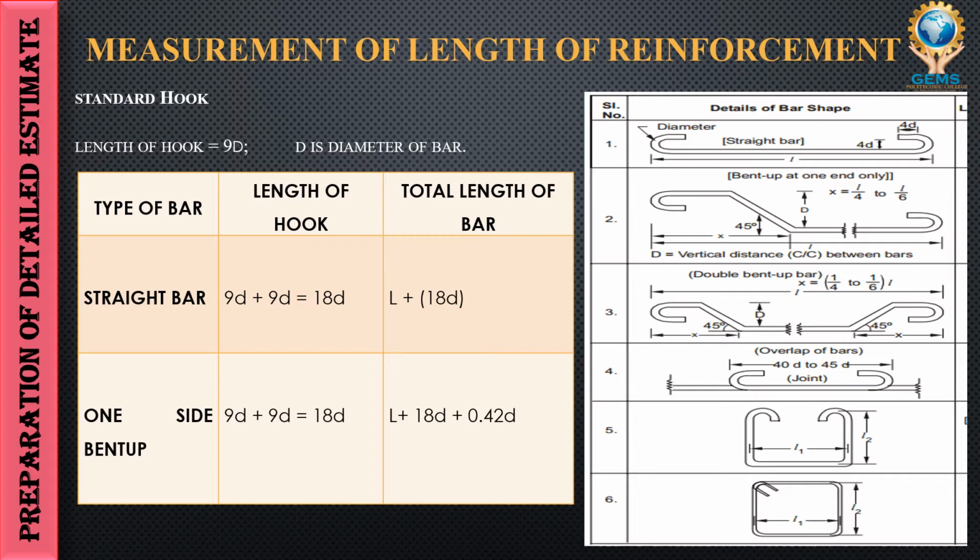Then the second one is the one side bend up bar. Only at one side will it have some bend, so that is called a one side bend up bar. If it is a double bend up, then on the left and right, both sides will have bend up bars. So that is called double bend up bars.